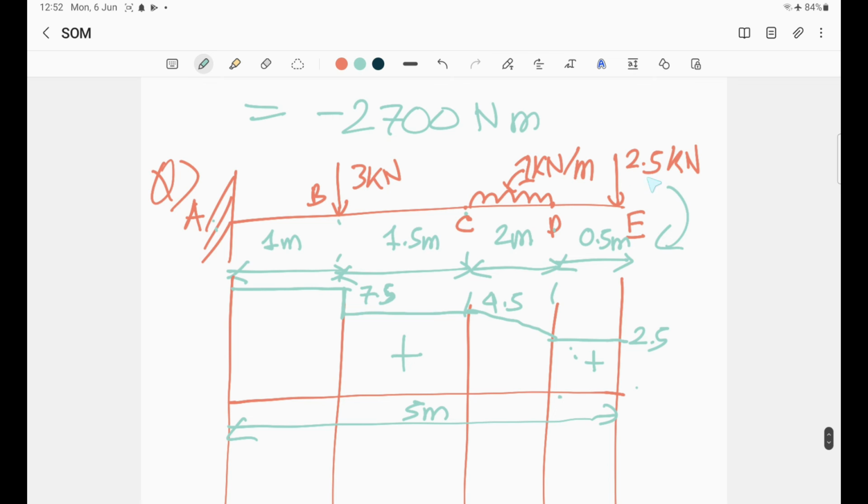We don't need to find out the reactions, as this is a particular fixed cantilever beam. So first of all, the shear force which will act here, we're going from right to left, so all the downward forces are positive. So 2.5 is a positive force.